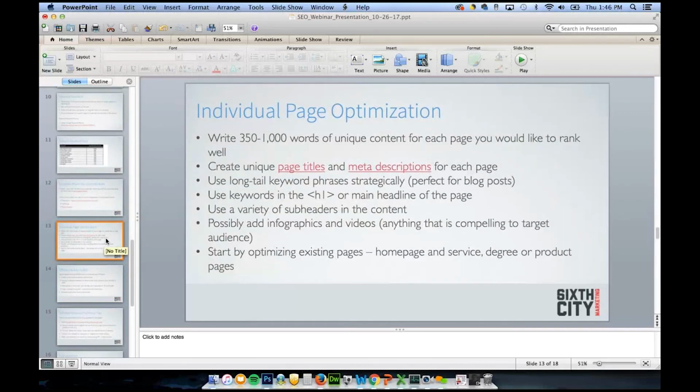When we get into individual page optimization, we've got our keywords, we've got our keyword bank. Okay, John, what do I do with these keyword phrases? You want to start by optimizing pages that are relevant to the keywords on your website. And this is jumping ahead a little bit, but to start, you'll map terms to specific pages. And as my last point says, you can start by optimizing your home page, or I often recommend service pages, degree pages if you're in education, or product pages.